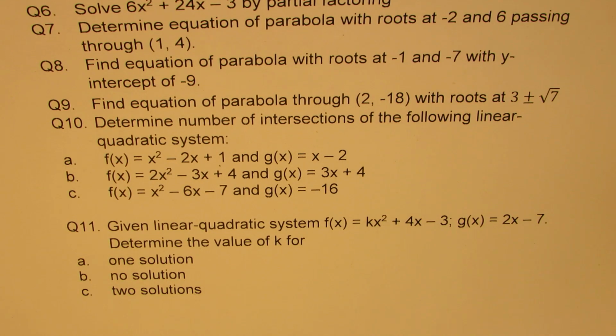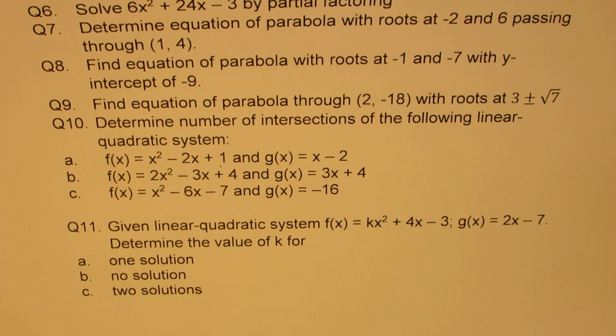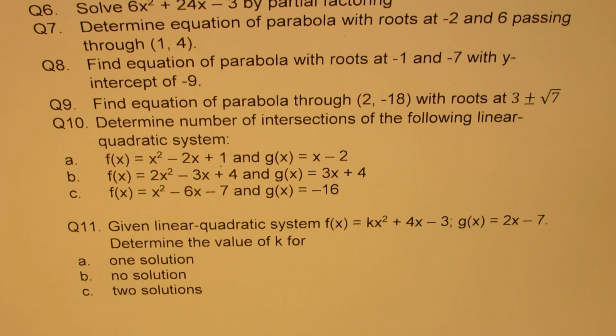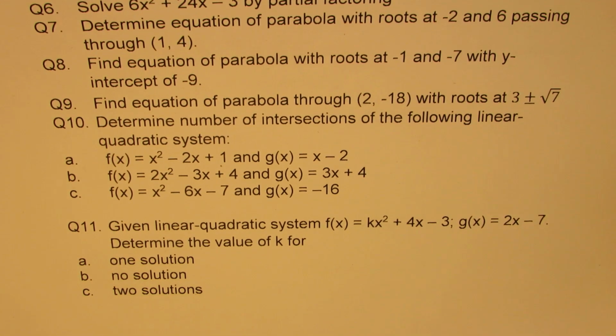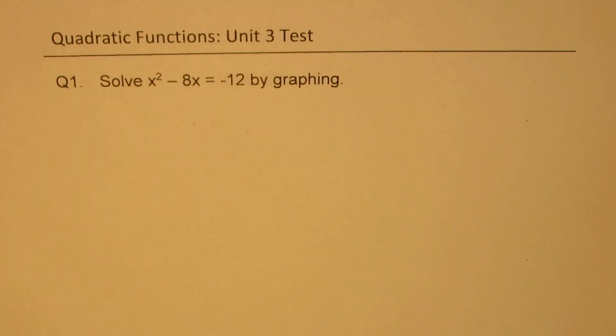And then we have question number 11. Given linear quadratic system f of x equals to kx square plus 4x minus 3 and g of x equals to 2x minus 7, determine the value of k for 1 solution, no solution, 2 solutions, right? So these are the questions which we will now solve one by one. This video might be about an hour long.